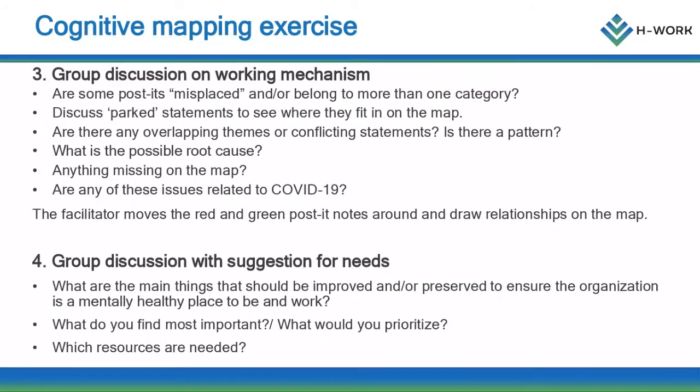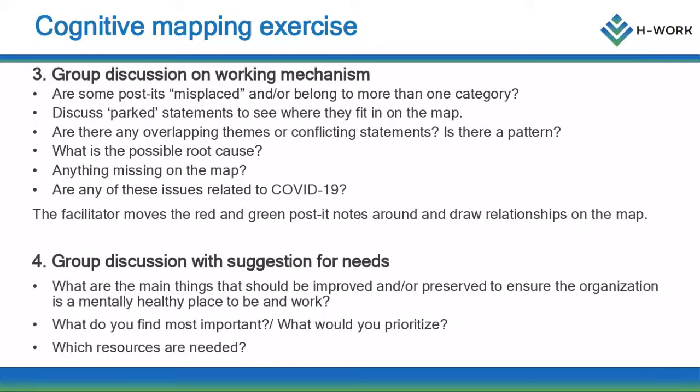So the next bit is to then try and look at what are the relationships between these different bits that have been put on the map, discuss any park statements, where could they fit, are there any overlapping themes or conflicting statements that we could maybe put together, what are the possible root causes. So the facilitator will draw lines between different things. So for instance, leadership behaviour might be a root cause of perhaps some of the demands that are occurring at the individual level, so there might be arrows drawn between those two components.